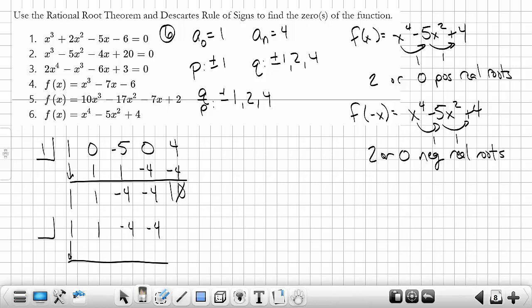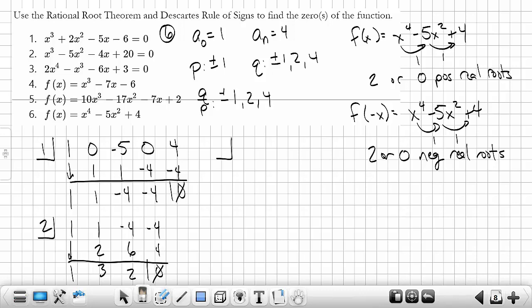Let's see here. Let's go with 2. 2, 3, 6, yeah, I think so. 2, 2, 3, 6, 2, 4. Yay, x equals 1, x equals 2. Those are 2 of our roots. Now we've got to check to see if there are any negative roots.